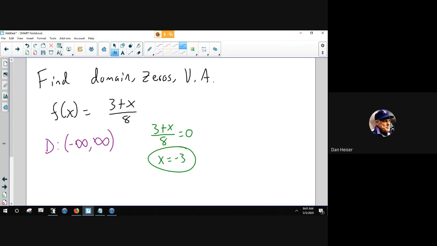Finally, vertical asymptote. Well, because I look at the domain has no restrictions, it means that there are no vertical asymptotes. And here's another way I can tell. This function is linear. Linear functions never have restrictions. So there are none. No vertical asymptotes here.